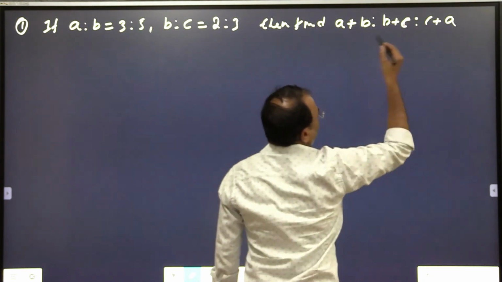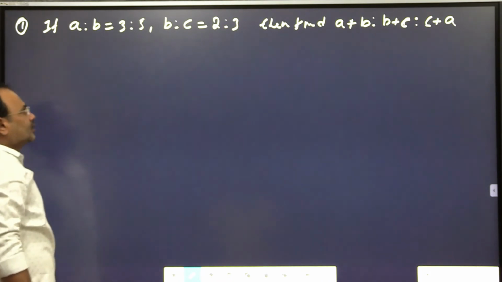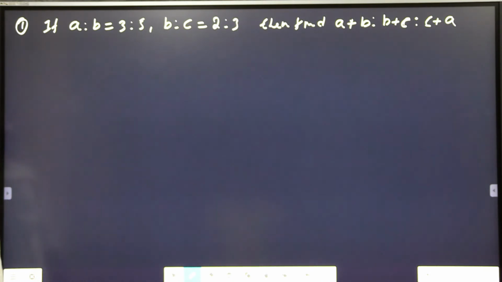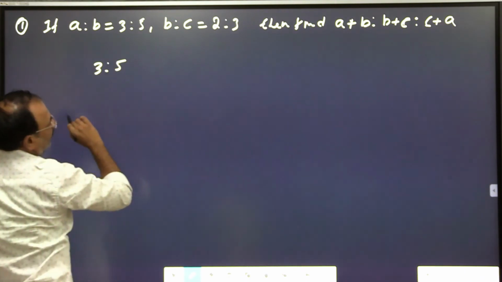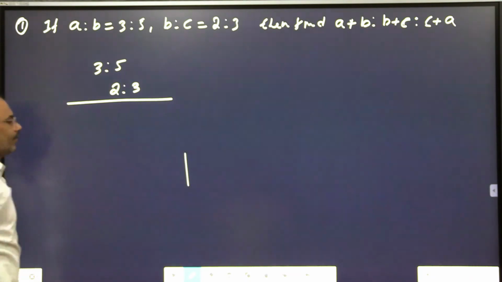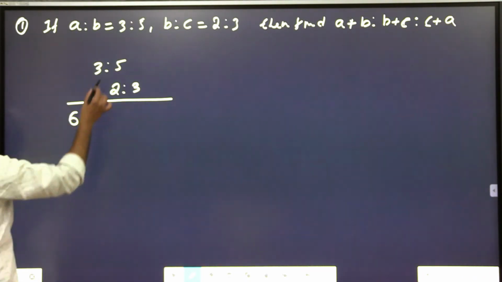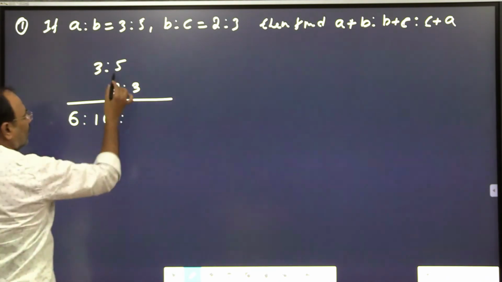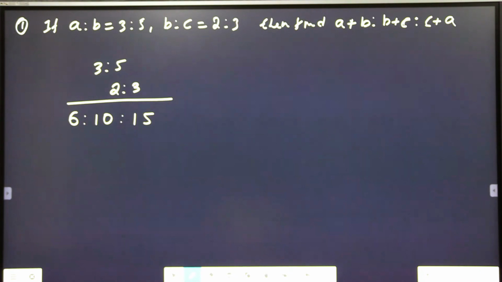Okay. So first we have to combine A is to B, B is to C. What is A is to B? 3 is to 5. Next B is to C, 2 is to 3. Combining these two ratios, 3 twos 6, 5 twos 10, 5 threes 15. So this is A is to B is to C.